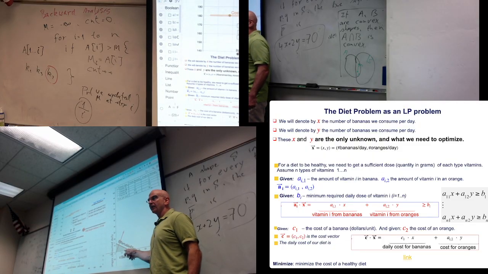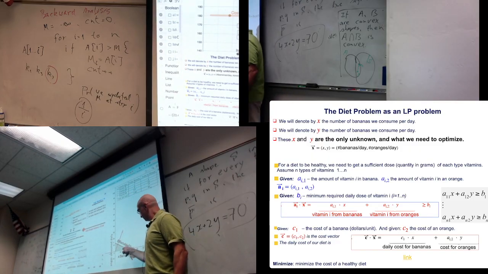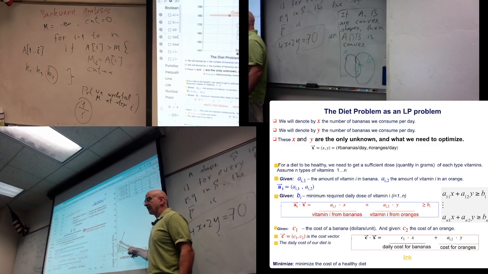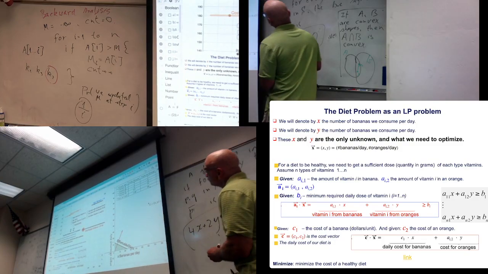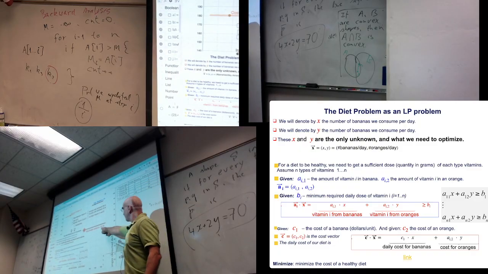Ignore health. Where are diets that I can afford? With a budget of $37, the most expensive diets that I can still afford are exactly on this line. Which line? This times x plus this times y equals my budget.